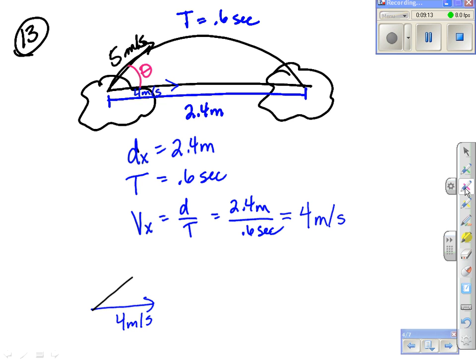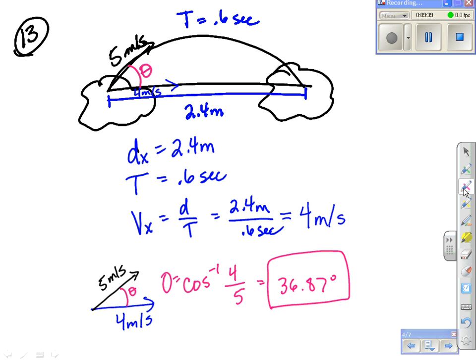We know that he jumps at 5 meters per second speed. And so we can find this angle because we have the adjacent and the hypotenuse. So the adjacent and the hypotenuse is cosine. To find the angle, you take the inverse cosine of your adjacent, 4, divided by your hypotenuse of 5. And that should give you an angle of 36.87 degrees. And that would be your answer, and that's to the lily pad, because I just want to know what angle he jumped at.